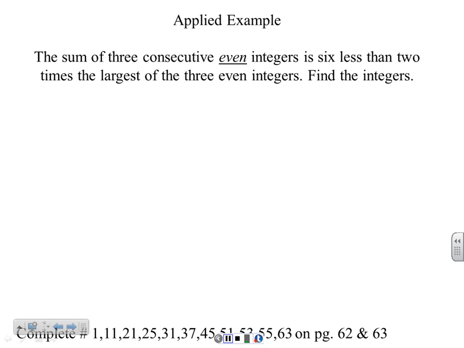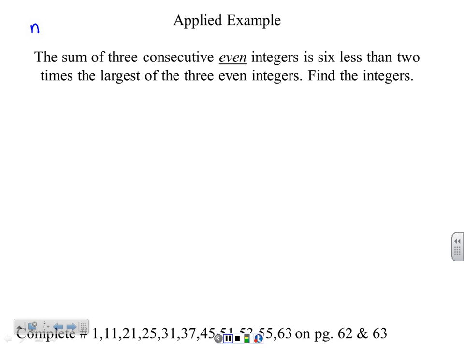In this particular problem, we're still talking about consecutive integers, but this time it's asking for even integers. The sum of three consecutive even integers is 6 less than 2 times the largest of the three even integers. So we're talking about three numbers, but we're talking about even numbers, so we're counting up by 2.